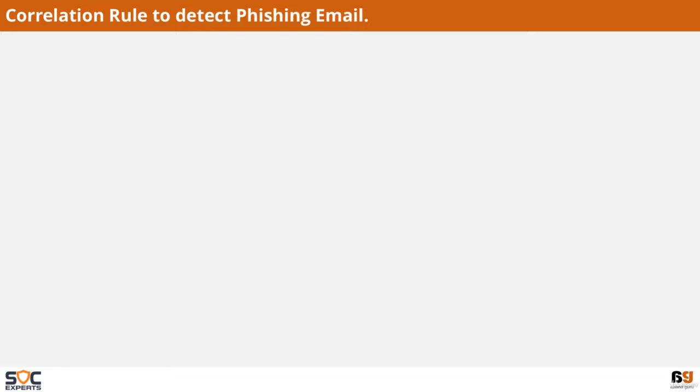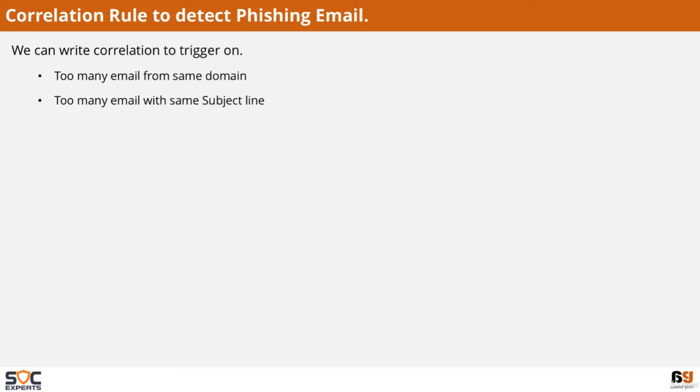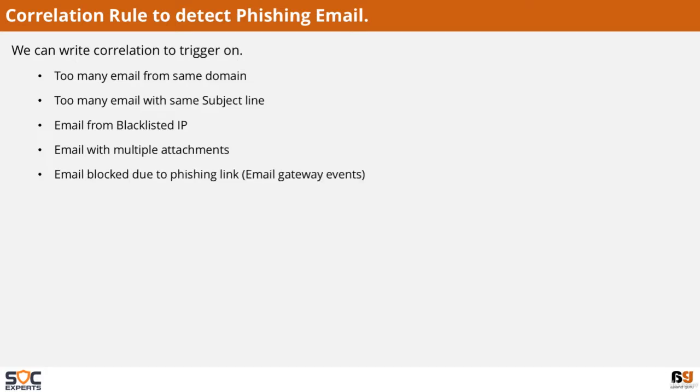Correlation rules to detect phishing email or phishing attempts. We can write correlation rules to trigger on too many mails from same domain, too many emails with same subject line, mail from blacklisted IP address, email with multiple attachments, email blocked due to phishing link, that is a direct email gateway event, and communication to bad URL.